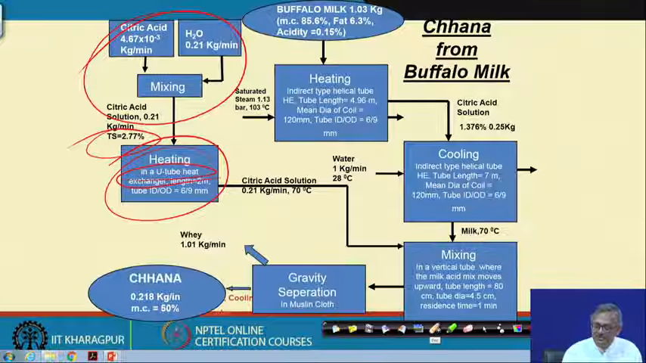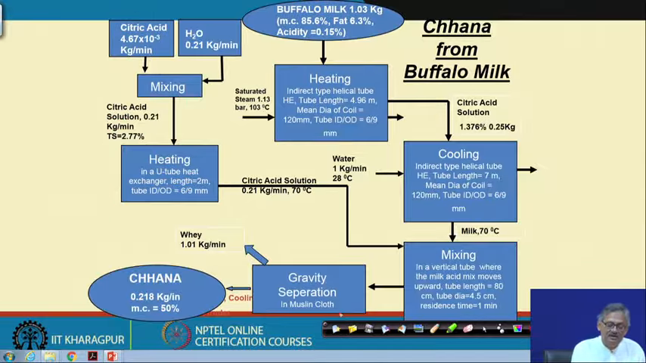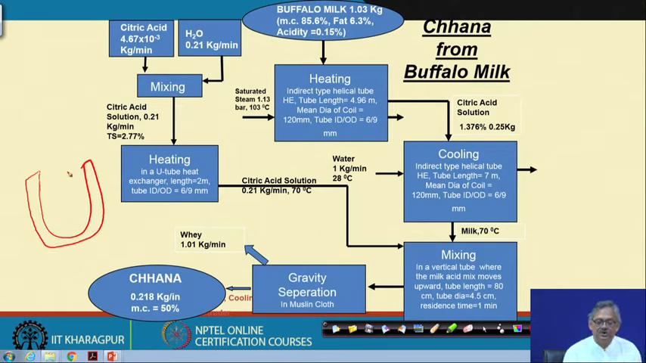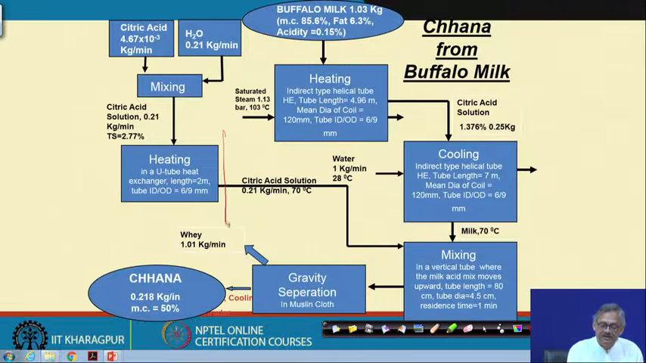Then the entire solution is heated in a U-tube heat exchanger. So, the U-tube heat exchanger looks like this, you have a U-tube like this. This type of heat exchanger is used for heating. The U-tube heat exchanger has a length of 2 meter, tube ID/OD is 6/9 millimeter. So, that we prepared in our lab, and this side is already ready, this side milk has come. So, what are we doing?